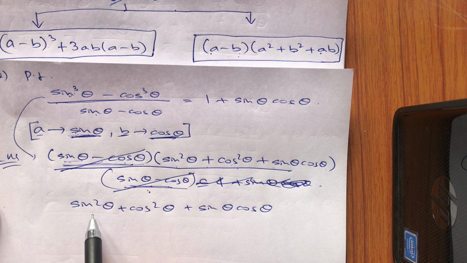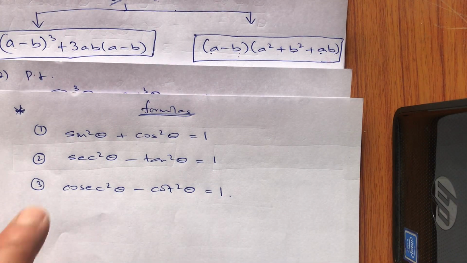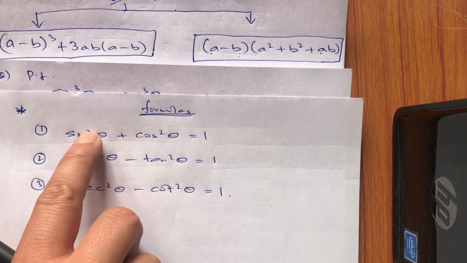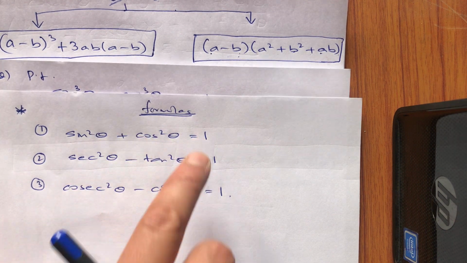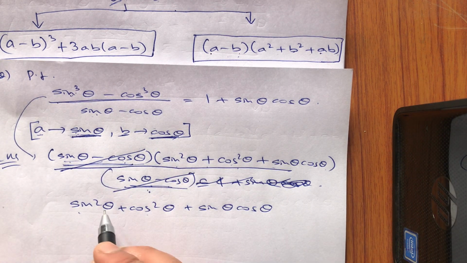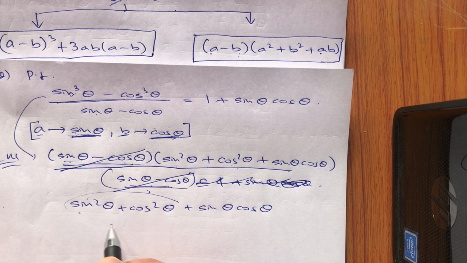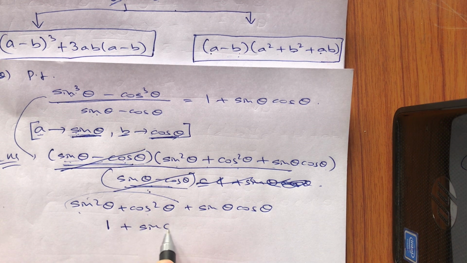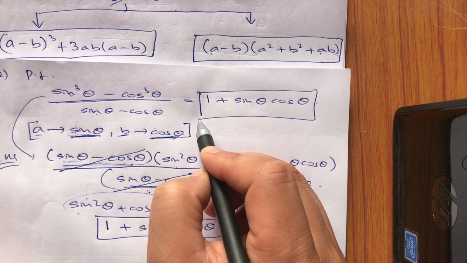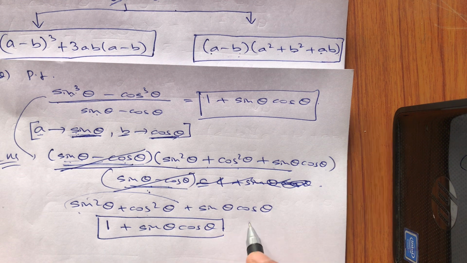Now if you look closely, we have sine square theta plus cos square theta, and I think we discussed this formula in the previous tutorial also. If both of them have a square and there's a plus in between, we can replace it by 1. So we know that sine square theta plus cos square theta is equal to 1. I can replace these two with a 1, and I can write plus sine theta cos theta. Now if you match this answer with my right hand side, they look exactly the same. So that's how it's proved.